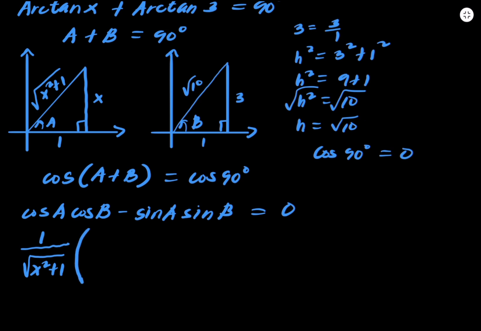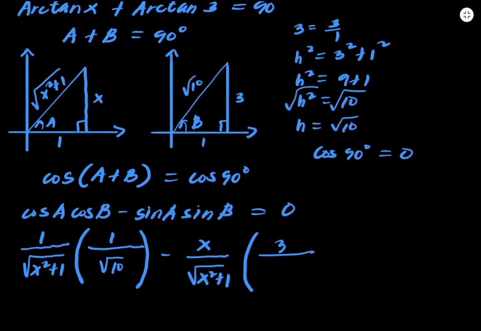Then multiply it by the cosine B. Cosine B is adjacent over the hypotenuse. So we have 1 over root of 10, minus sine A. Sine is opposite over the hypotenuse. So we have the opposite x over the hypotenuse, root of x squared plus 1. And multiply it by sine B. Sine B is opposite over the hypotenuse, which is 3 over root of 10. Okay, and everything is equal to 0.